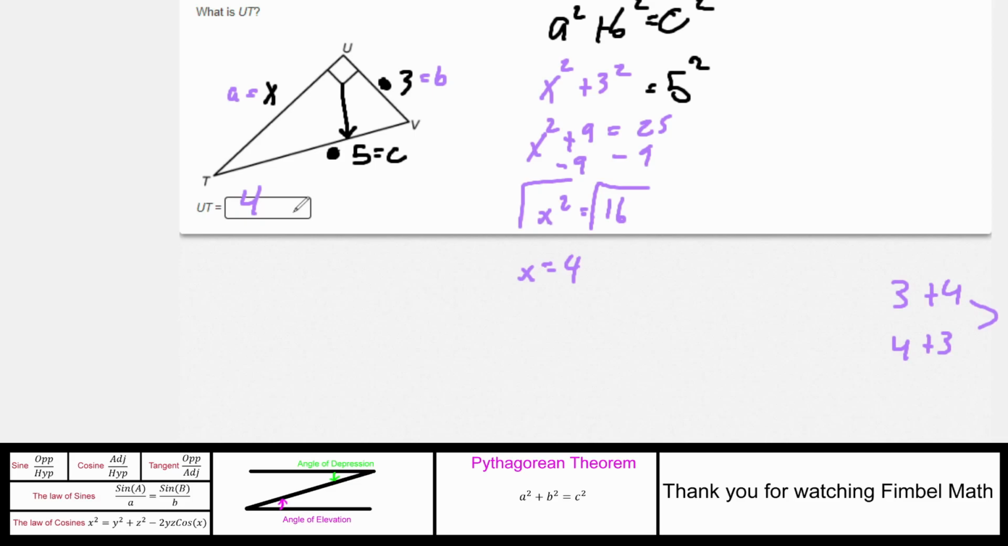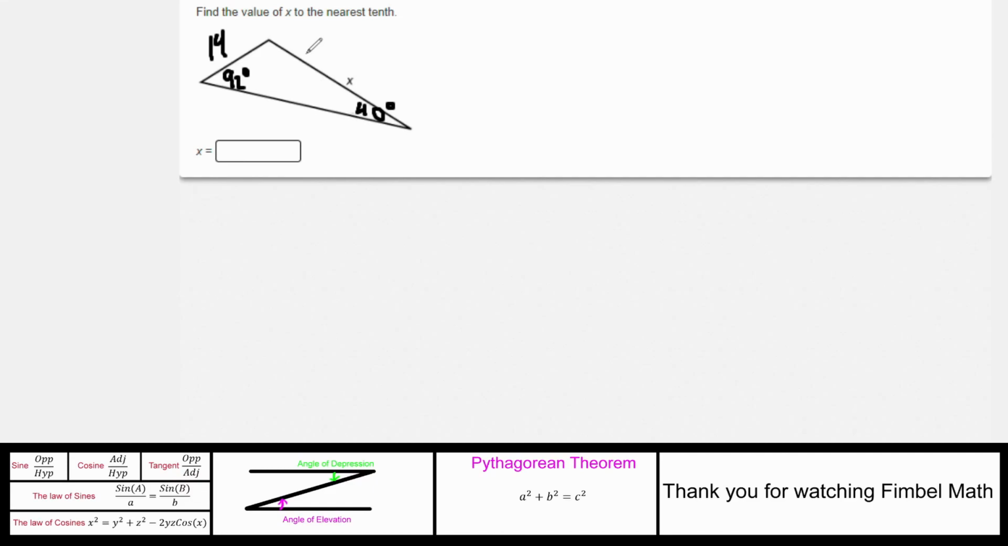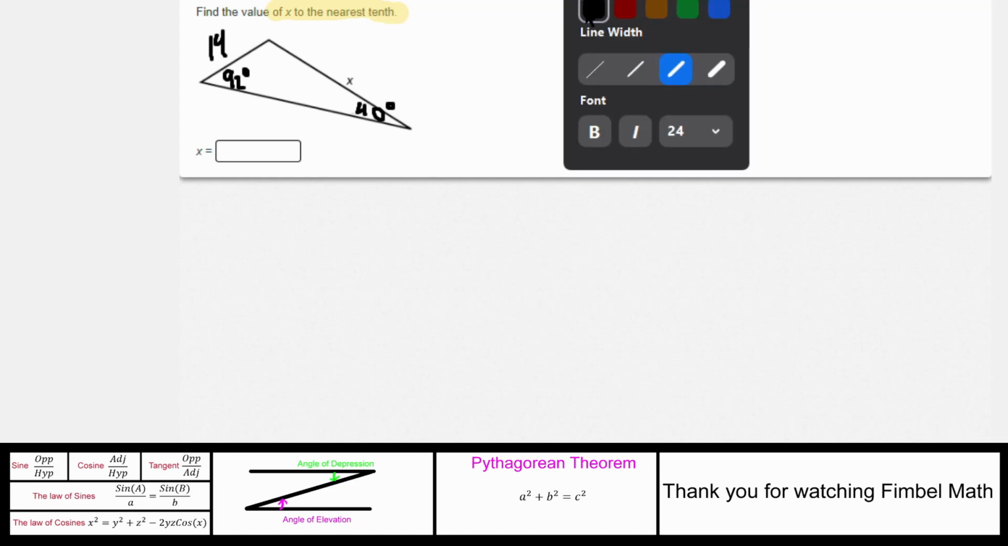So my answer for this would be 4 for the length of UT. All right, number 3 on the replacement question, it says find the value of x to the nearest tenth. So let me highlight that nearest tenth again, just so I have something to catch my eye when I think I'm done. Make sure I've done this right.